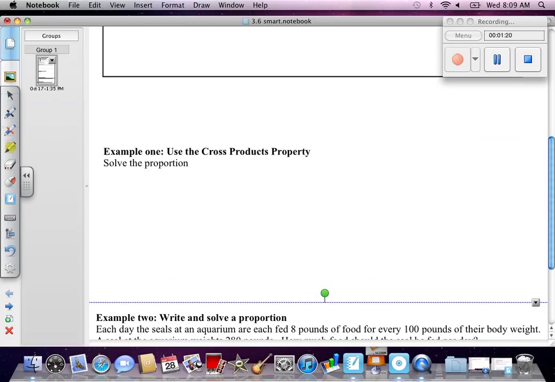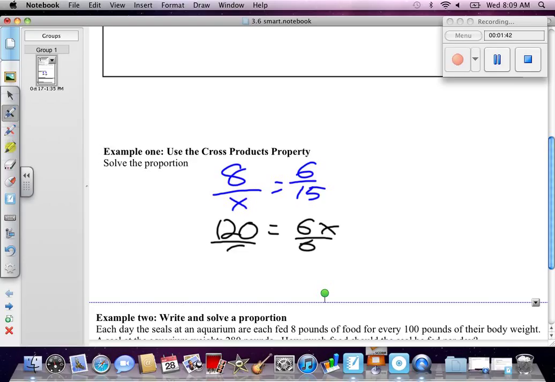Okay. So we're looking at, again, another lovely proportion. 8 over x equals 6 over 15. So we know how to do this. We do 8 times 15, which is 120, equals 6x. Divide by 6. 6 goes into 12 2 times, goes into 0 0 times. So we hit 20. You guys feel pretty comfortable with doing cross product?